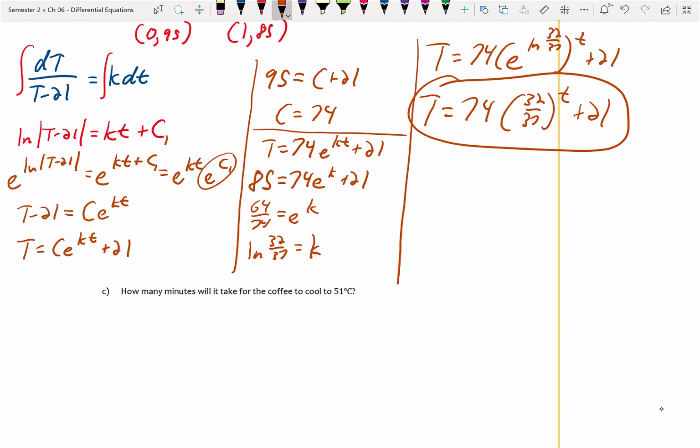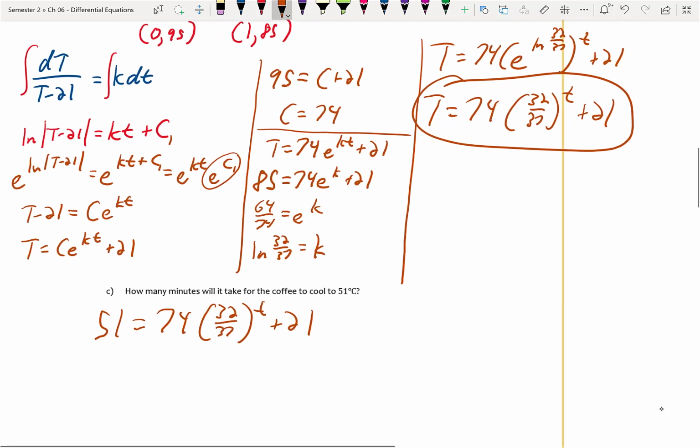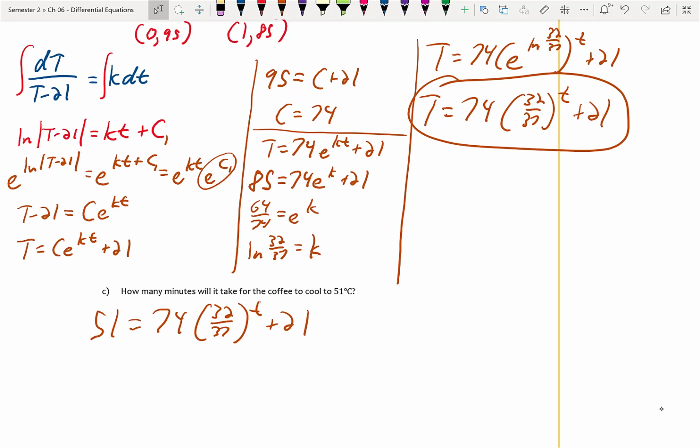That's a question of two ways. One is the graphing way, but let's be fun and do the non-graphing way for a second. This is good practice in solving exponentials. So we're going to subtract 21 and divide both sides by 74. That gives me 30/74ths, or 15/37ths.